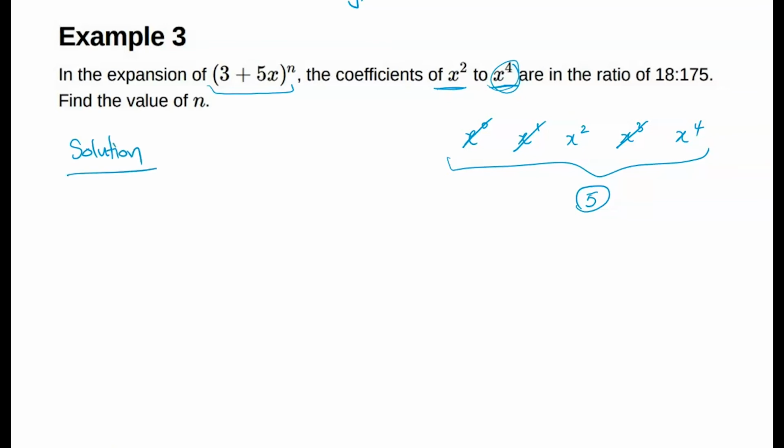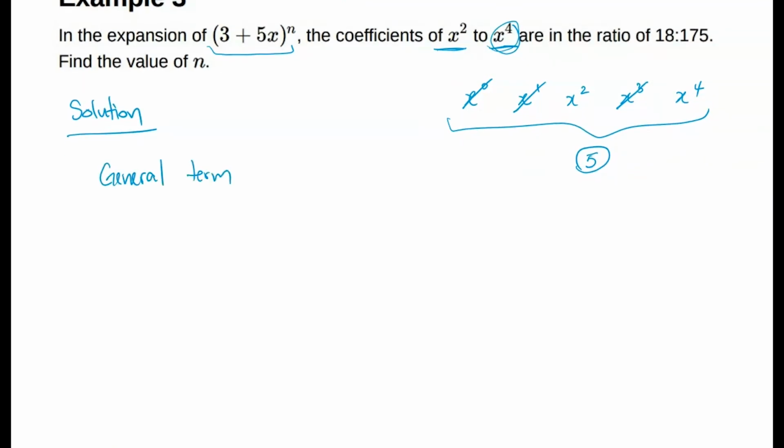So let's proceed. Okay, general term: n choose r, 3 to the power of n minus r, 5x to the power of r.